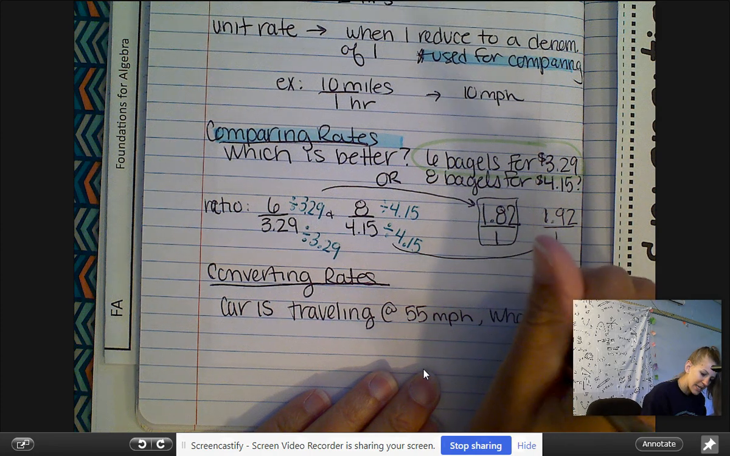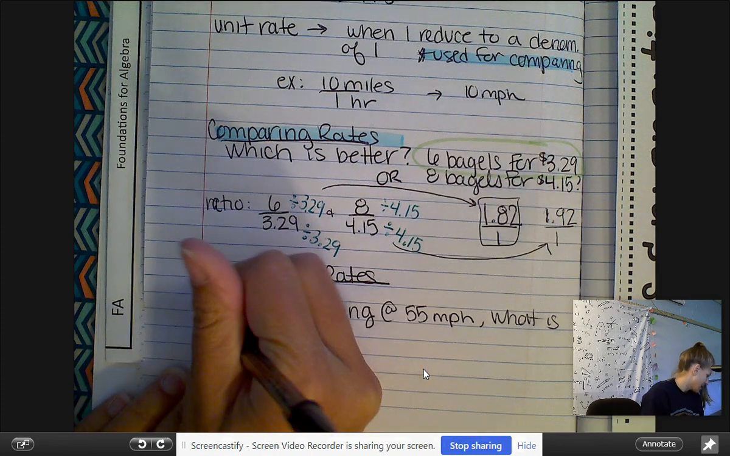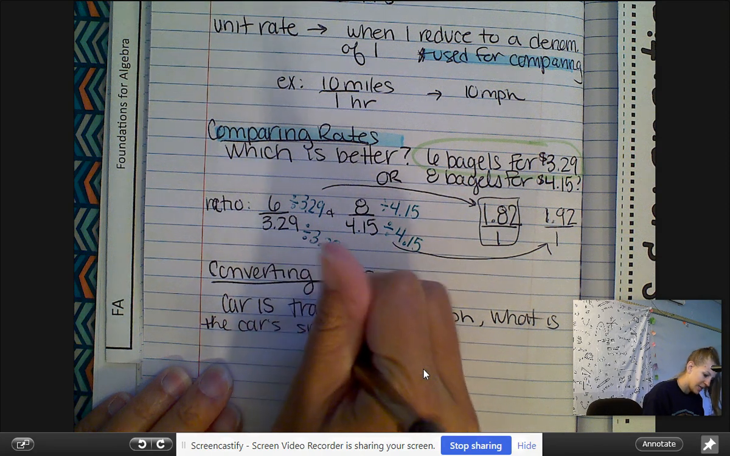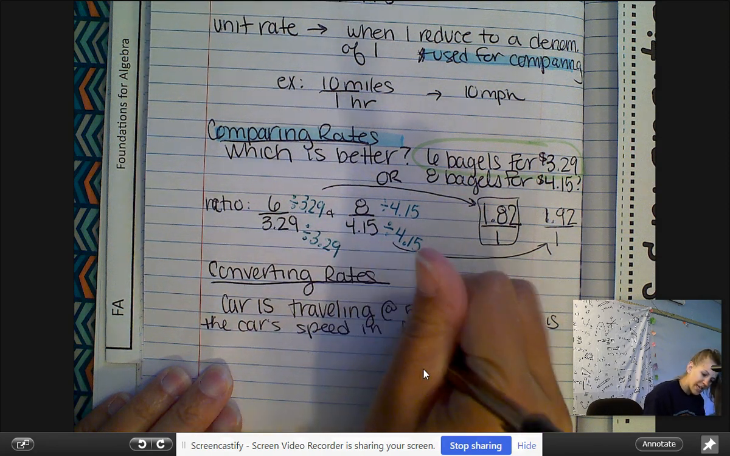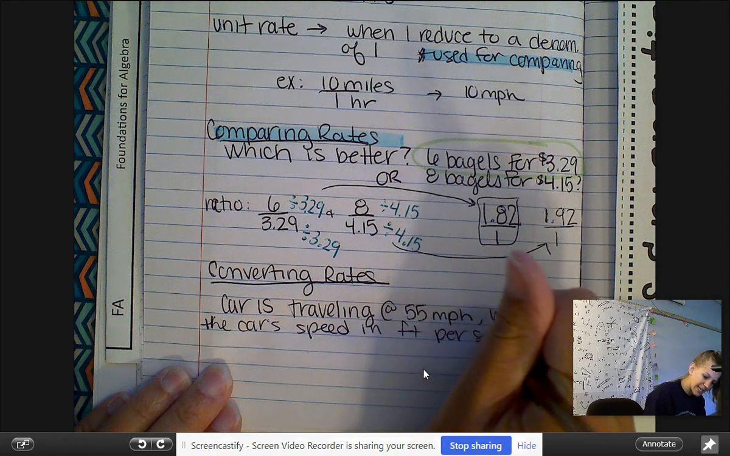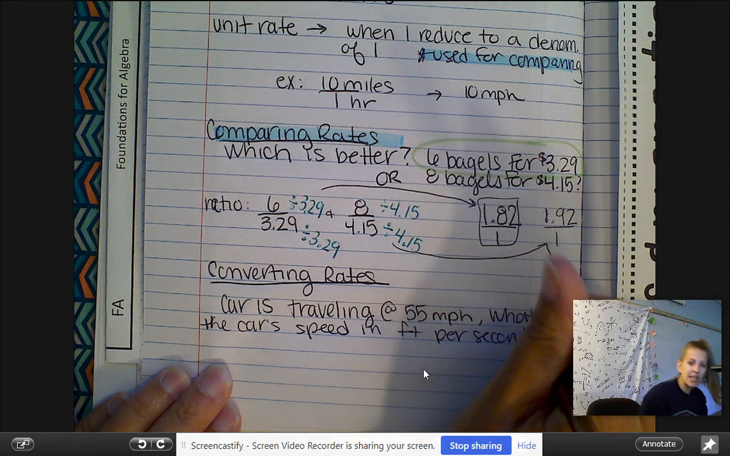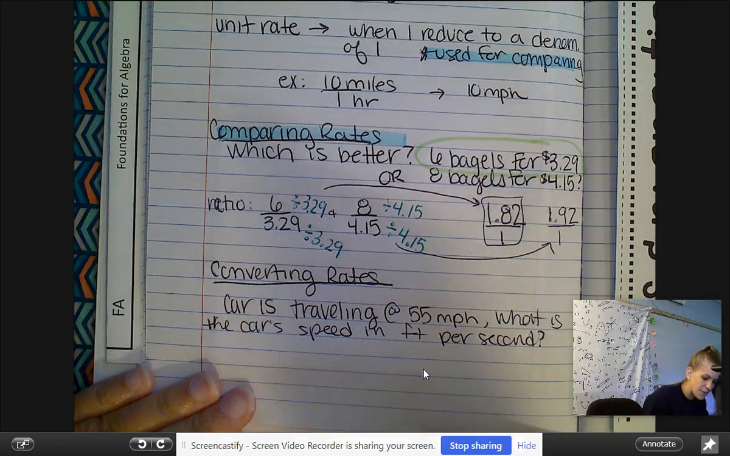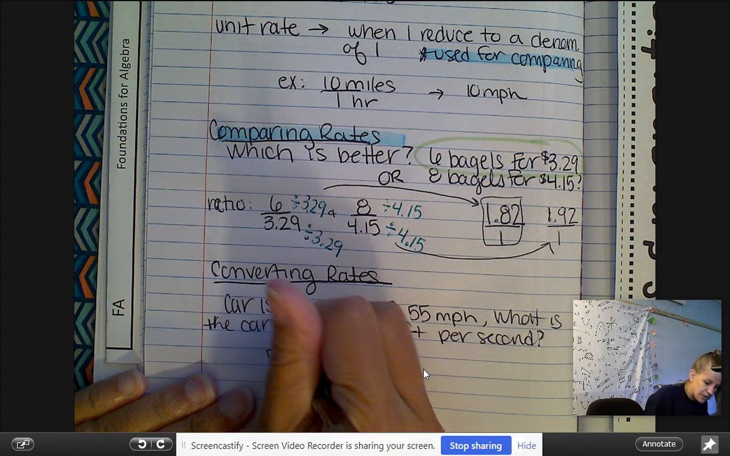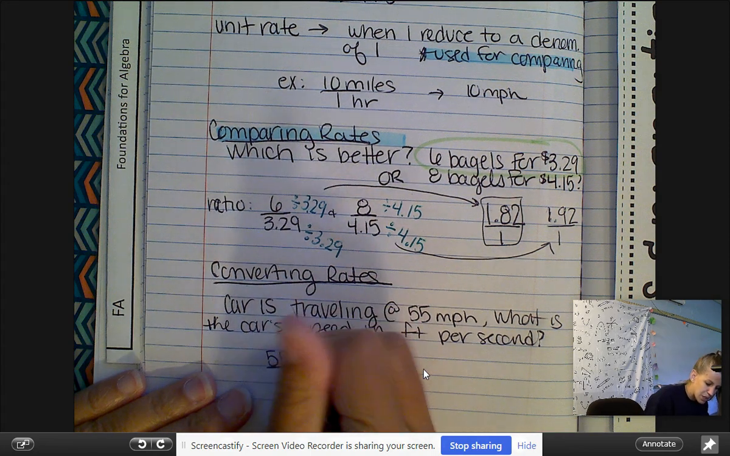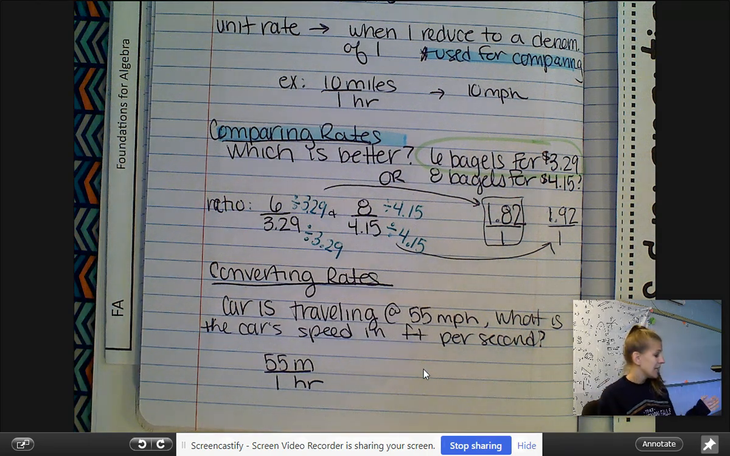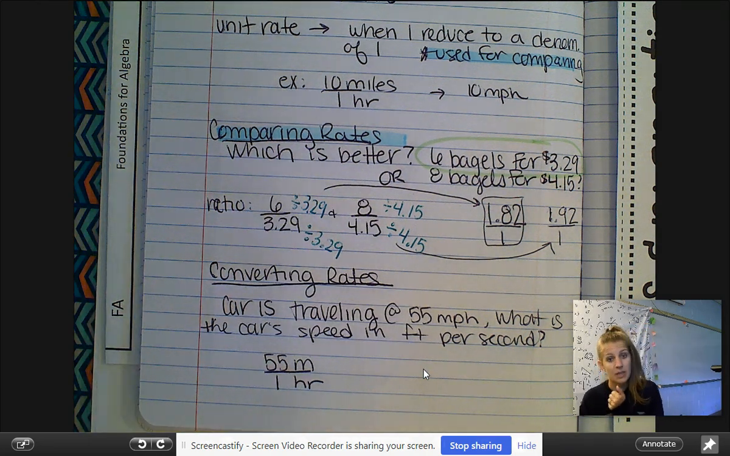What is the car's speed in feet per second? So I always love doing this, and I know you guys will do this sometimes in science a lot too, like converting. But for me, I always felt like it was really fun. So you start with your 55 miles per 1 hour, because that's what we are given. And we need to change that all the way down to feet per second.